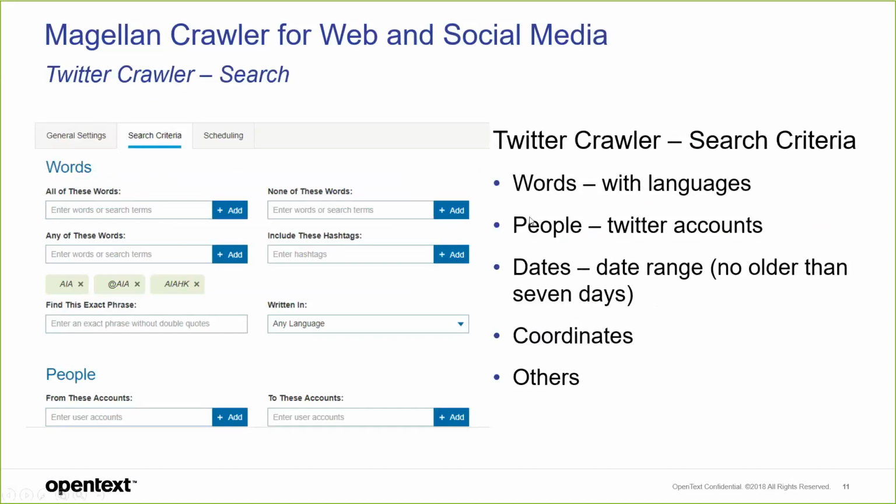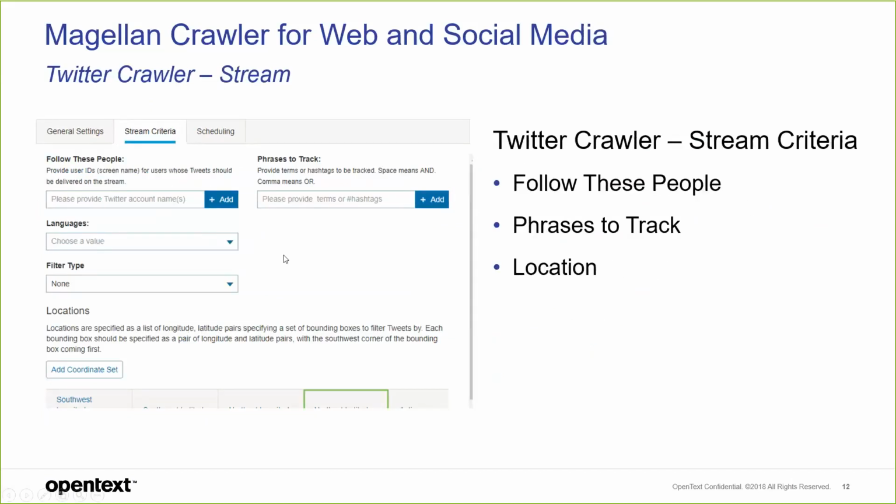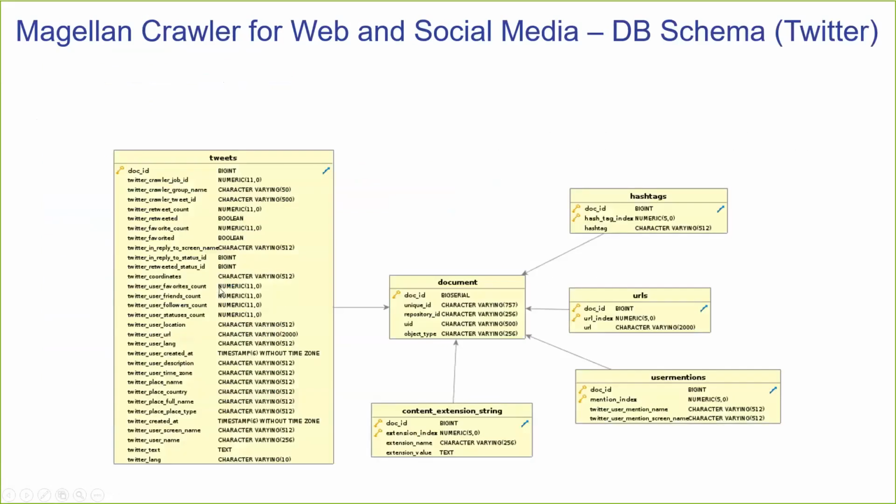For the search criteria, the things that we look for are which words you are looking for, or which people, so which @ signs, the date ranges, and coordinates, so you could say, I only want to search in these coordinates. These map very simply to the Twitter APIs. On the stream, basically you follow these people, which phrases to track, and again, the location. So it adds a different kind of thing.